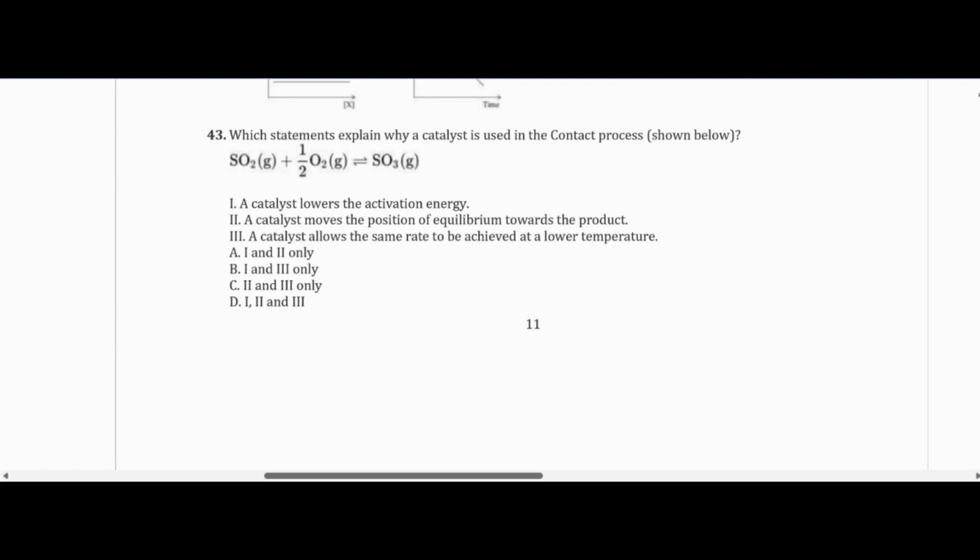43. Which statements explain why a catalyst is used in the contact process shown below? A catalyst lowers the activation energy. Yes, it does. A catalyst moves the position of equilibrium towards the product. No. A catalyst allows the same rate to be achieved at a lower temperature. It does. So that will be B, 43B.